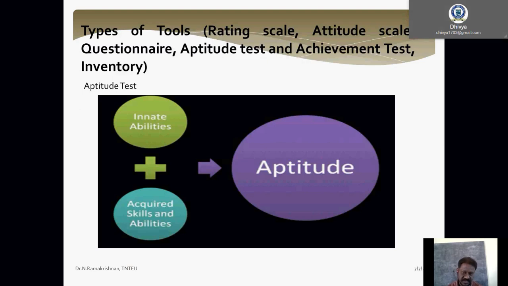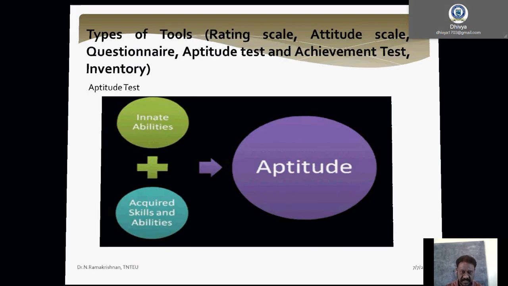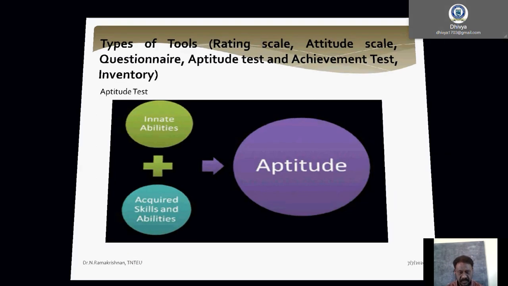Now you can see in this picture there is a plus. What are the plus? Innate abilities plus acquired skills and abilities. You should have innate ability plus acquired skills and abilities, which means you may be considered as having that aptitude. Aptitudes for music and so on; music is also a very inborn quality. This is a mechanical aptitude test, and here are the different types of aptitude tests.